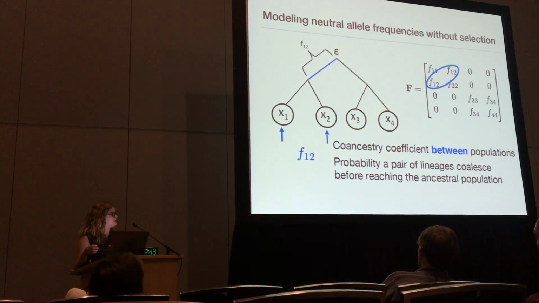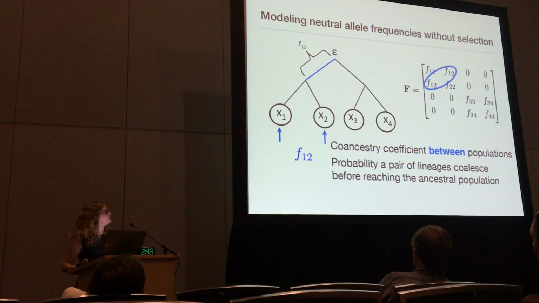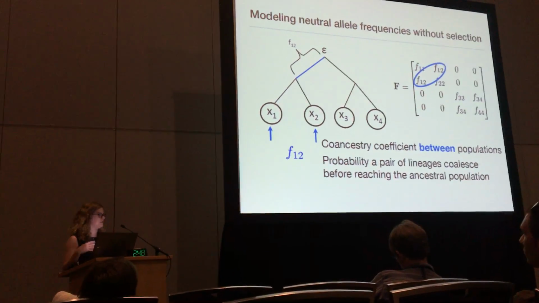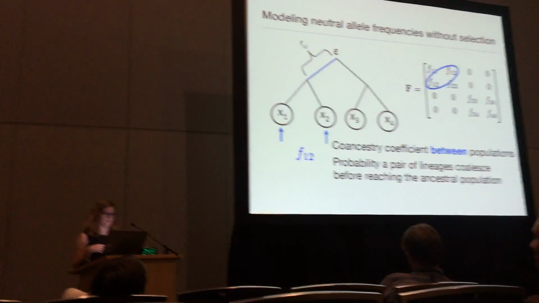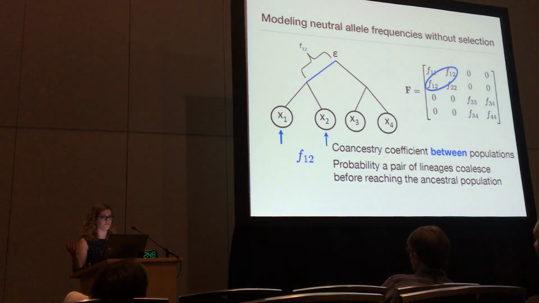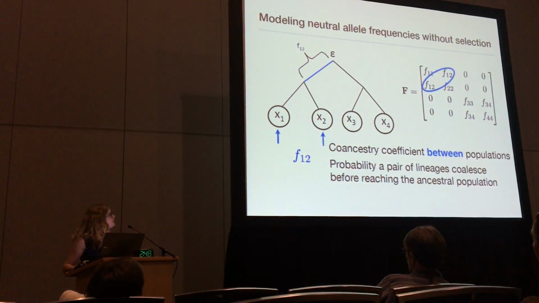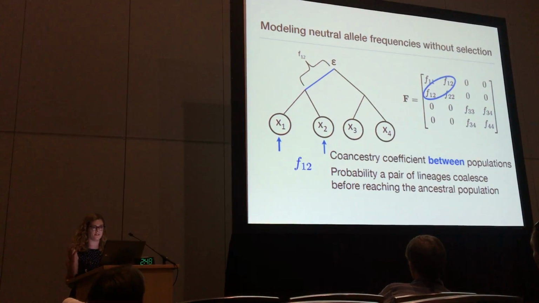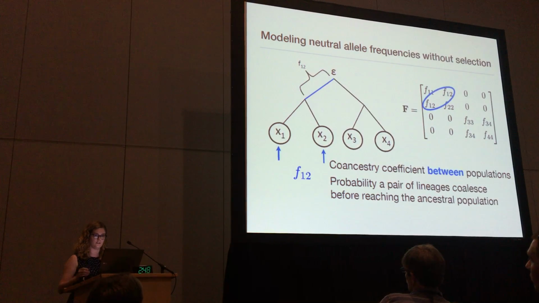We can also define coancestry coefficients between populations. So here for populations 1 and 2, we have F12, and also the same interpretation of the probability of lineages, this time one sampled from population 1, the other from population 2, coalescing before they reach the ancestral population. In this tree, populations 3 and 4 also share some coancestry, but no other pairs of populations do, just because they split after the ancestral population.